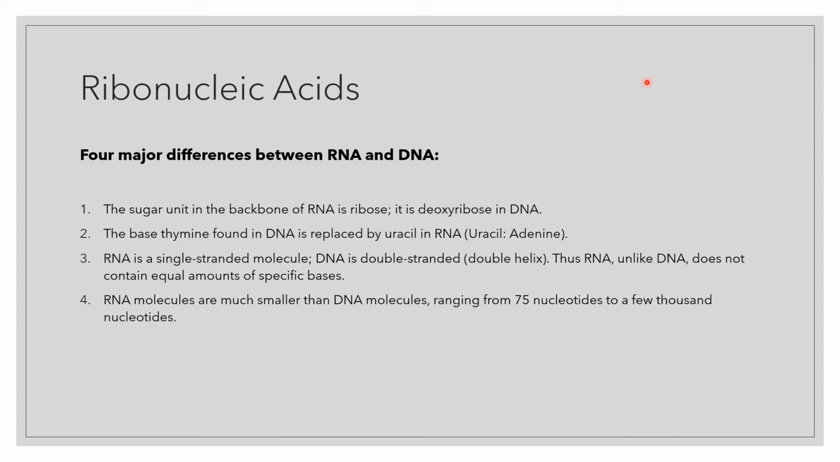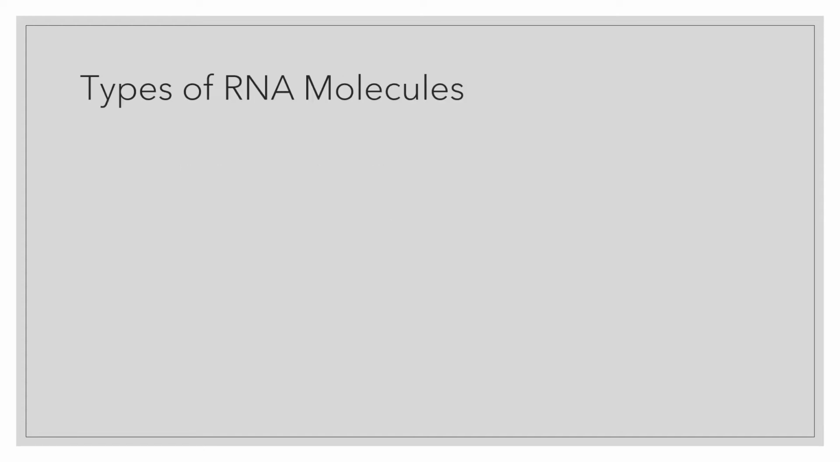RNA is a single-stranded molecule. Take note of that. While DNA is a double helix, meaning it is double-stranded. Thus, RNA, unlike DNA, does not contain equal amounts of specific bases. RNA molecules are much smaller compared to the DNA molecules, ranging from 75 nucleotides to a few thousand nucleotides. There are types of RNA molecules, so we're going to enumerate each of them.